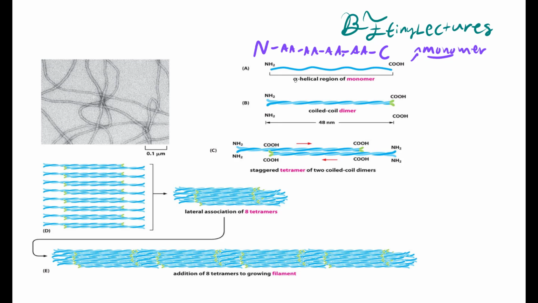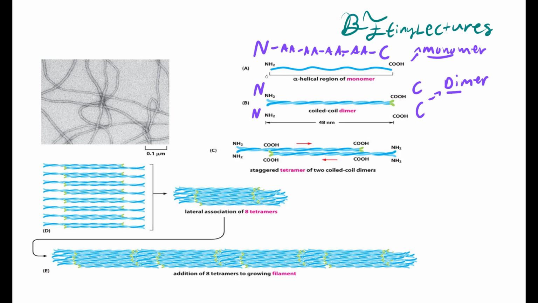Okay, so what if I get another monomer? So what if I have two monomers? Well, if I have two monomers, again, we're still going to have the N-terminus at one side, and we're going to have the C-terminus on the other side. But then if I get those monomers and I start twisting them together, I now have a coil, and this coil is called a dimer. This is called a dimer because dimer means two, right? If I take two monomers and I twist them together, then I get a dimer.